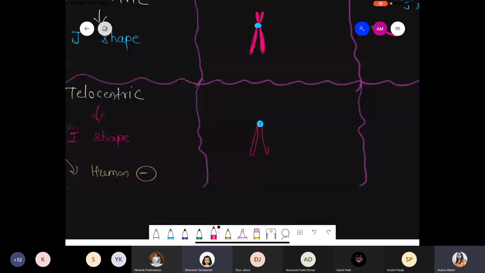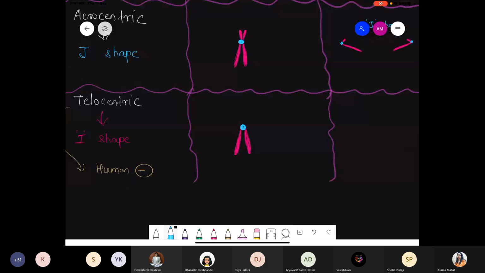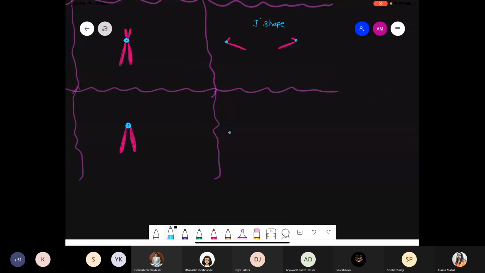So draw only one arm because the centromere is present exactly at the end. Telo and telomere means what? Exactly at the end. So draw only one arm. And when it separates, it looks like an eye. Like this. So this is our final shape, that is the I shape. Done?